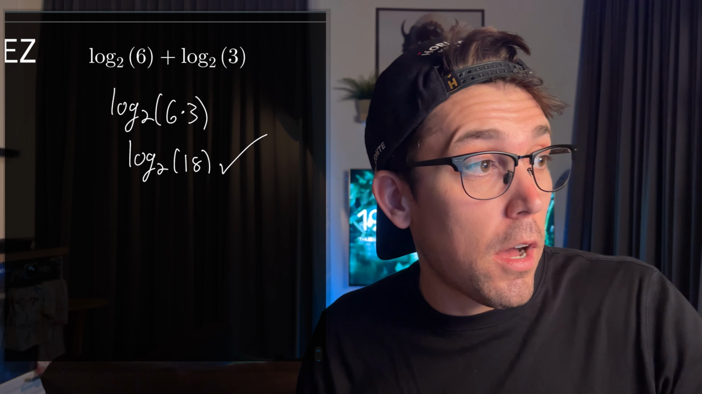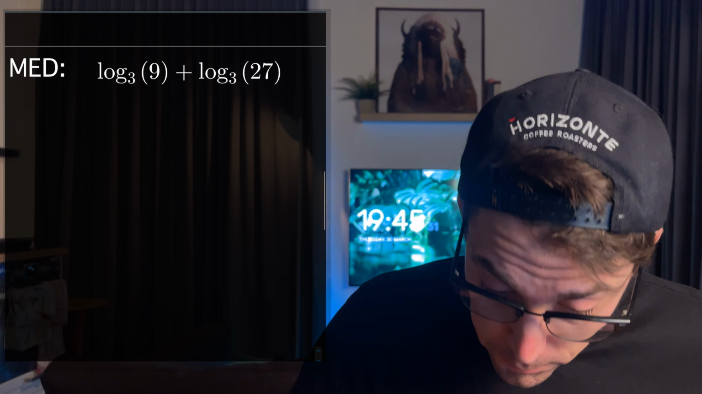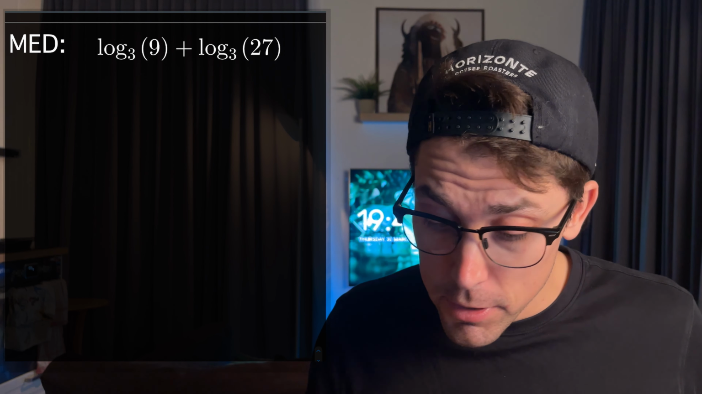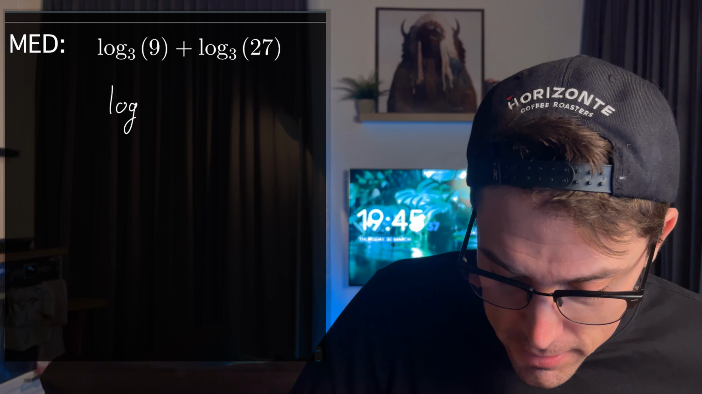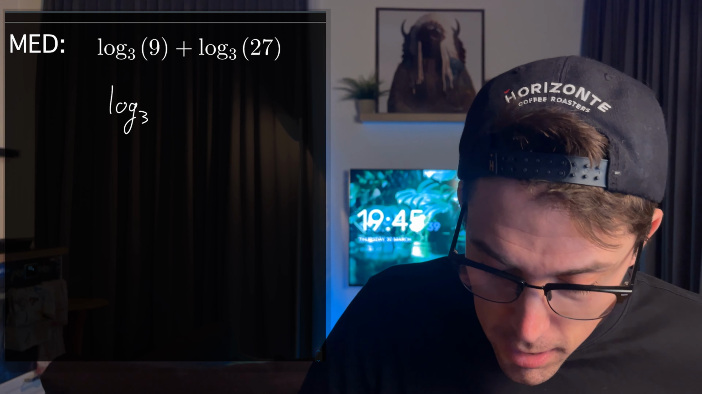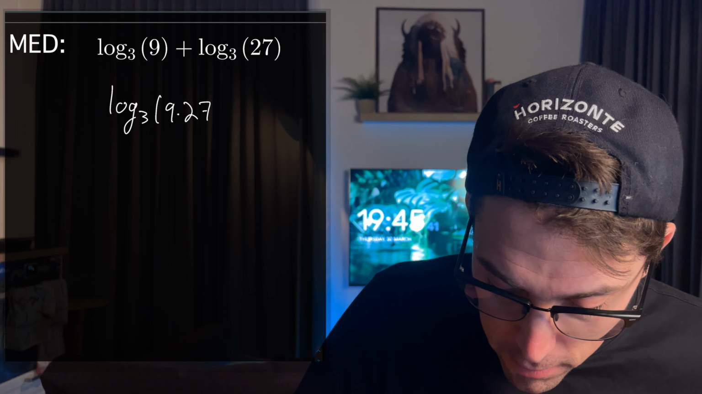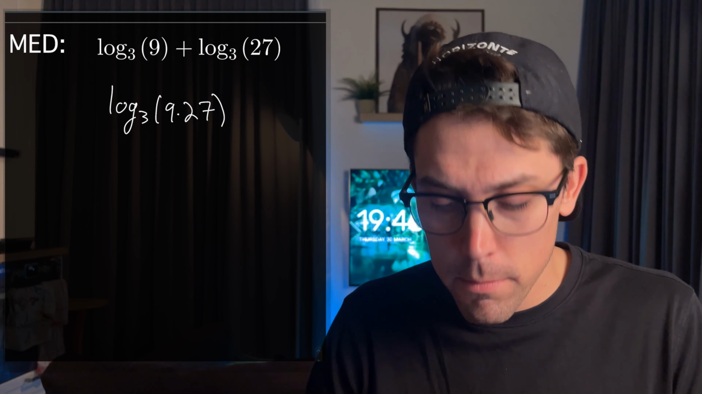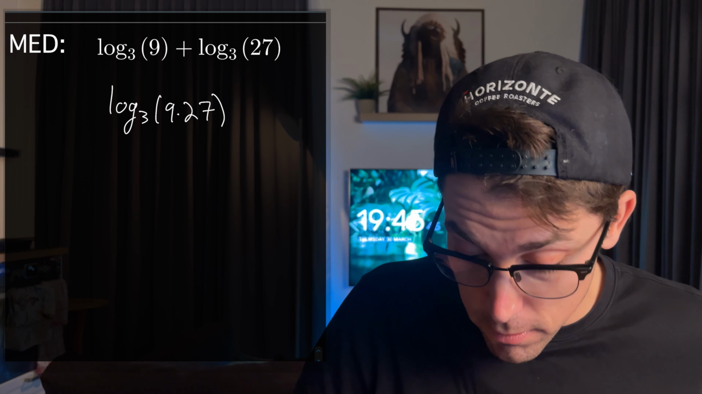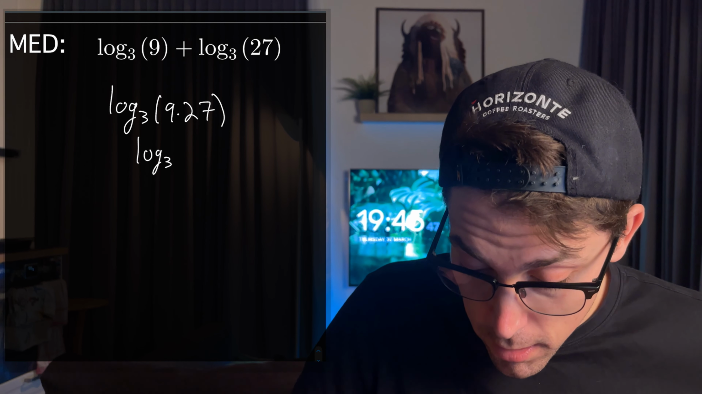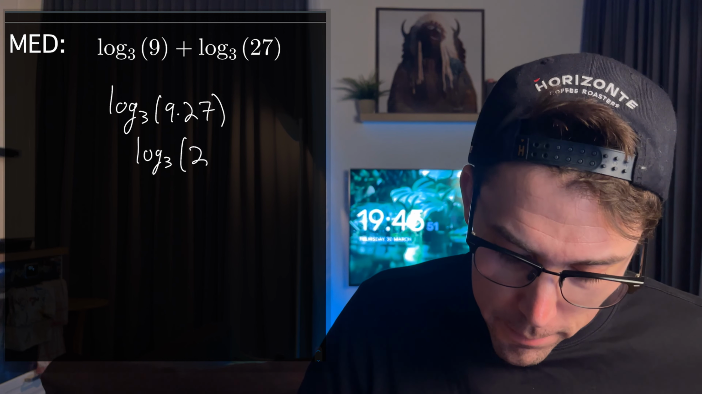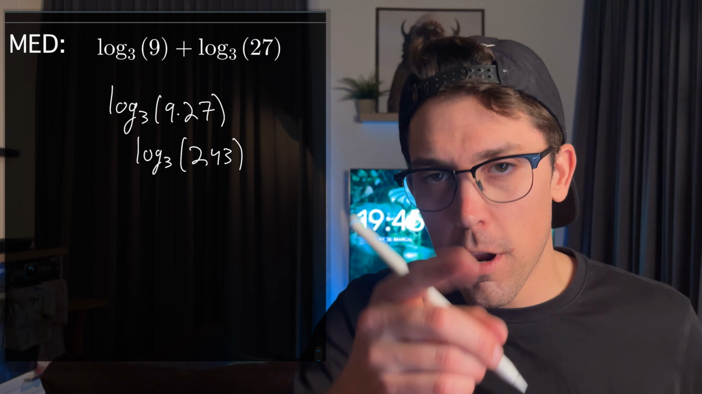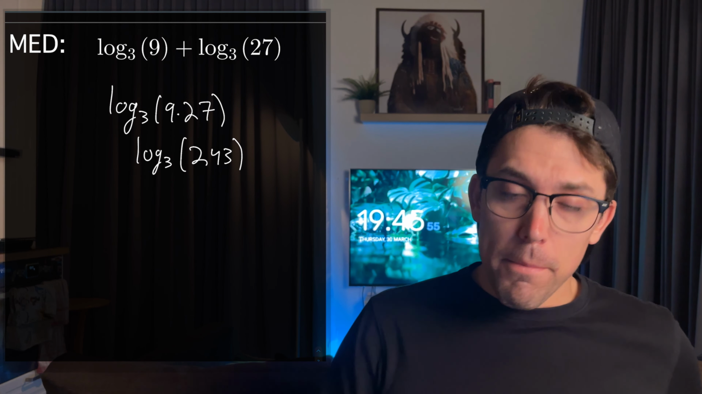And how about one that's a little bit harder? Let's say we have log base 3 of 9 plus log base 3 of 27. Nothing has changed. We have the same exact base for both of these numbers, and so I can just multiply them together inside here under one logarithm, and we'll find the answer. Now I have log base 3 of what is 9 times 27? 243. Don't ever be afraid to use a calculator. All right, and that's that.